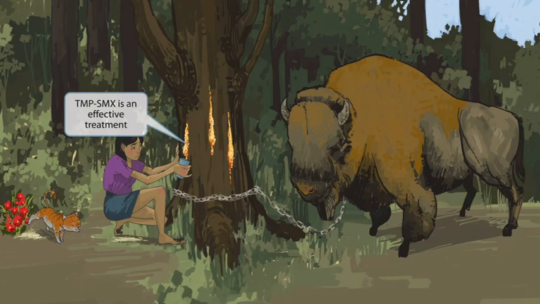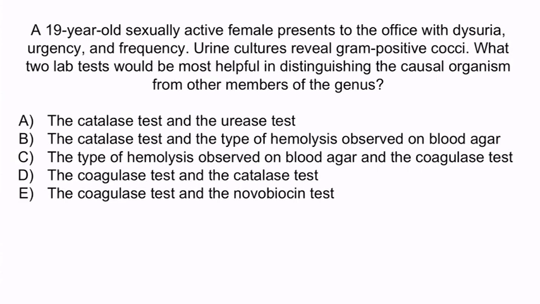Okay, now that we've covered the image, let's review with a question. A 19-year-old sexually active female presents to the office with dysuria, urgency, and frequency. Urine cultures reveal gram-positive cocci. What 2 lab tests would be most helpful in distinguishing the causal organism from other members of the genus? A, the catalase test and the urease test. B, the catalase test and the type of hemolysis observed on blood agar. C, the type of hemolysis observed on blood agar and the coagulase test. D, the coagulase test and the catalase test, or E, the coagulase test and the novobiocin test.